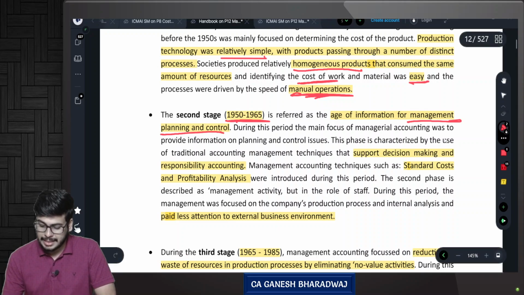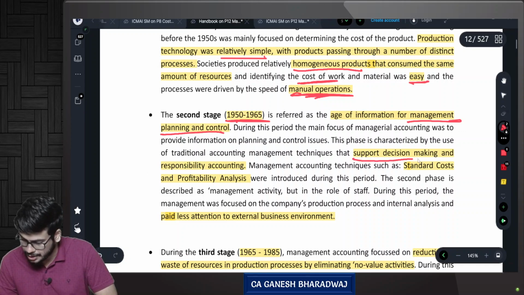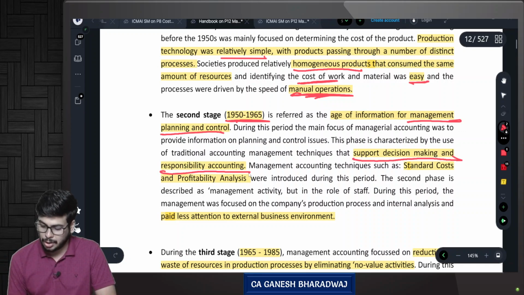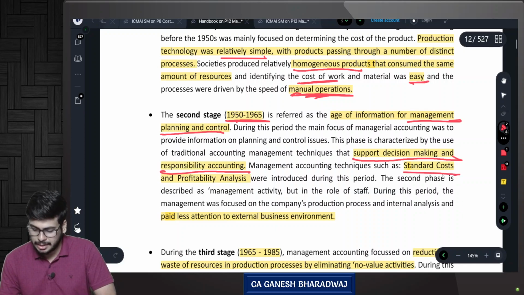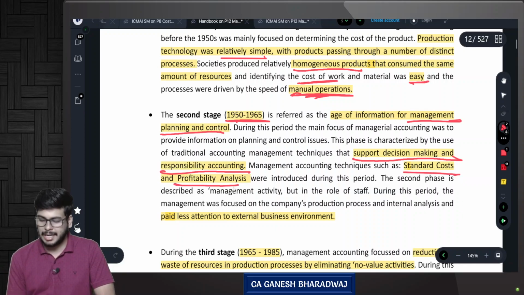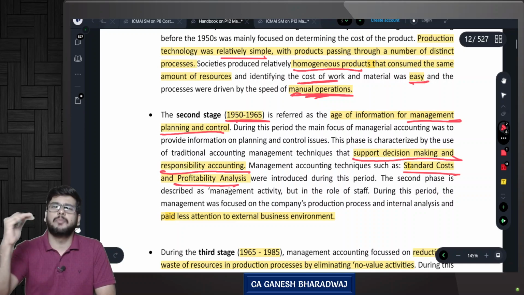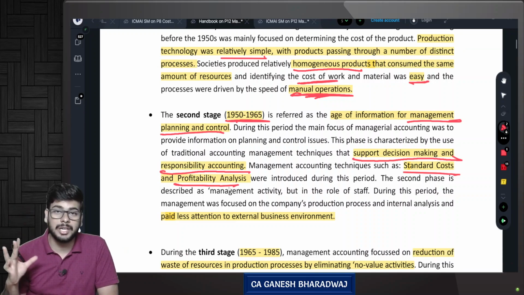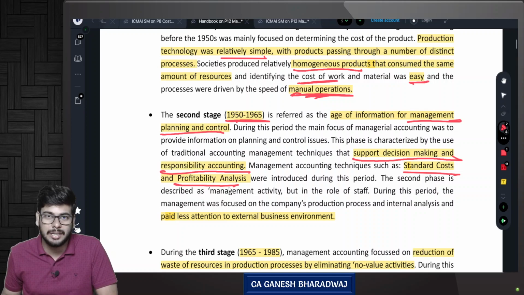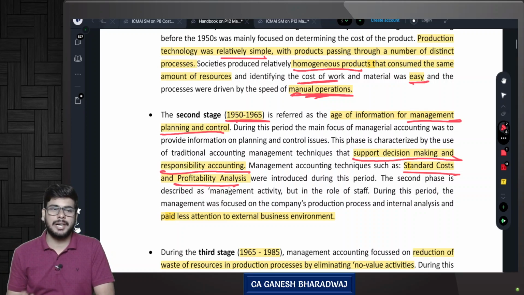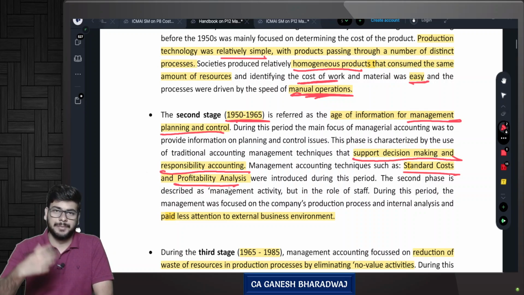So this phase is characterized by the use of traditional accounting management techniques that support decision making and responsibility accounting. So techniques such as standard cost, profitability analysis. We will see, standard cost means what? The overall per unit you can maximum incur 10 rupees. That is called a standard cost. Correct.